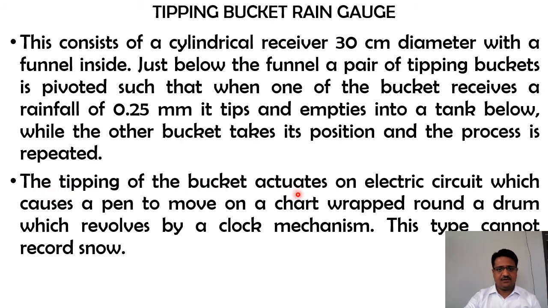The tipping of the bucket actuates an electric circuit which causes a pen to move on a chart wrapped around a drum which revolves by a clock mechanism. This type cannot record snow.